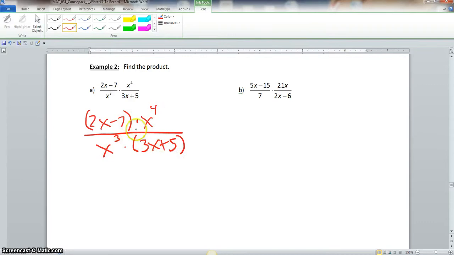Now, if you notice here, x to the 4th and x to the 3rd, they have common factors. So what we would do is this. Both of these can be divided by x to the 3rd.